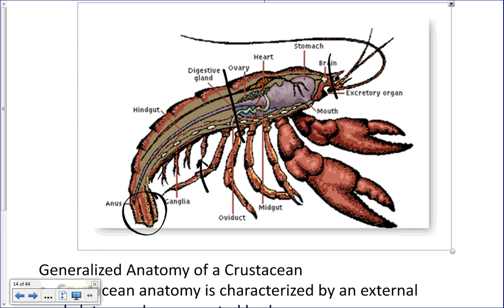You can also see the two pairs of antennae up here, and the mouth, which is actually located down here. And then you can see a picture of the internal organs of the crustacean as well.